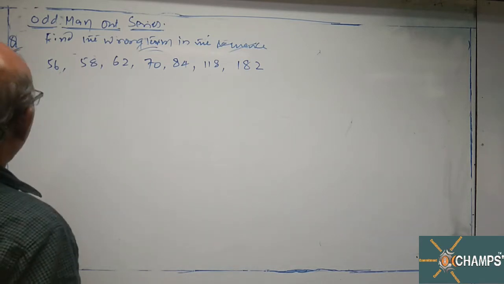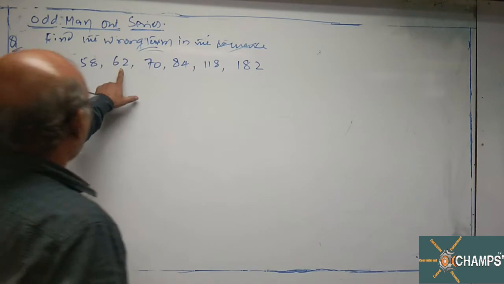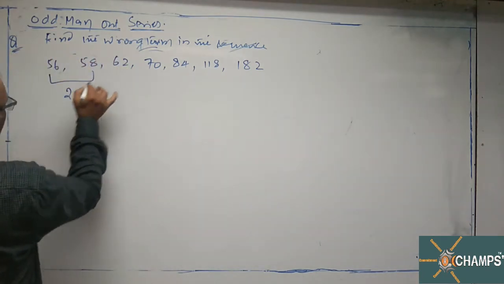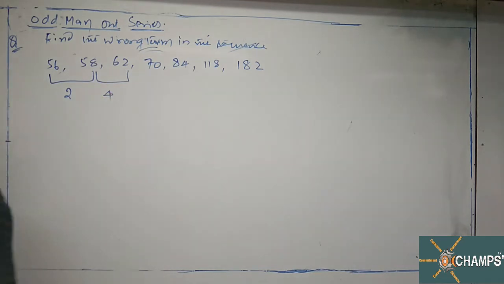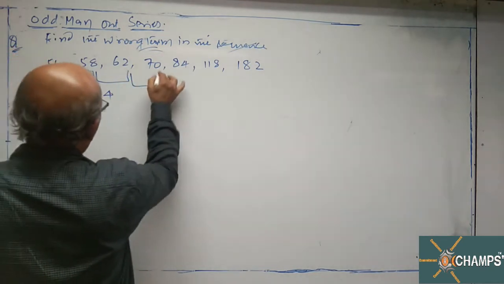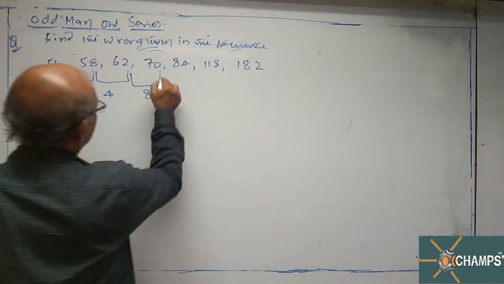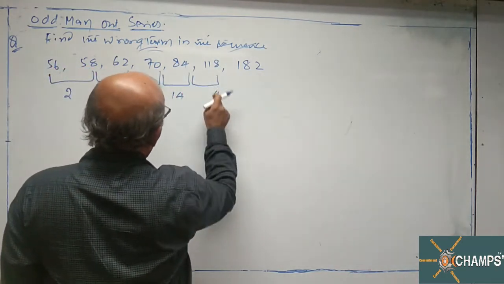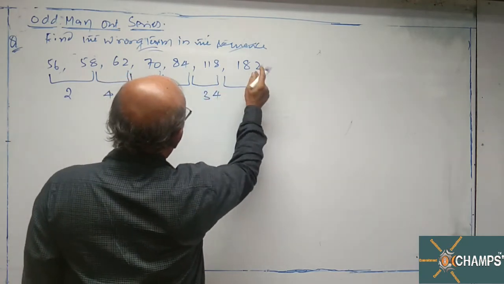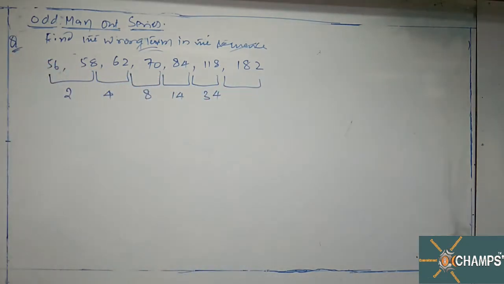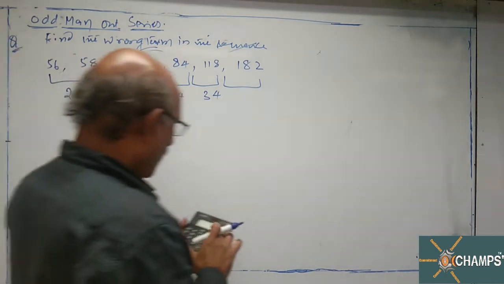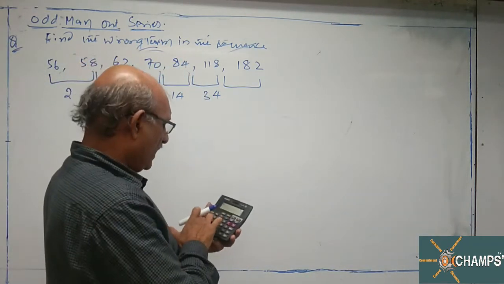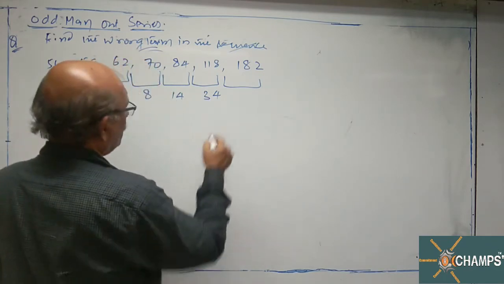Now look at the question, sir. 56, 58, 62. The difference of these two is equal to 2. The difference of these two is 4. The difference of these two is 8. But the difference of these two is 14. And 182 minus 118. This is 64.